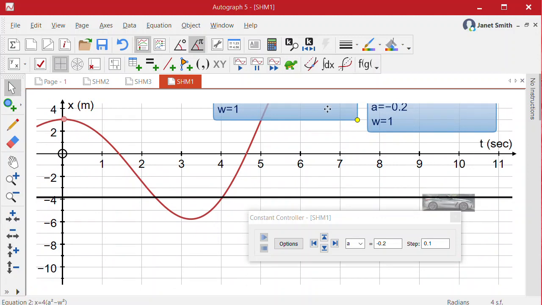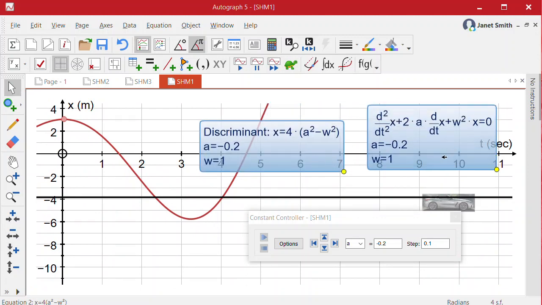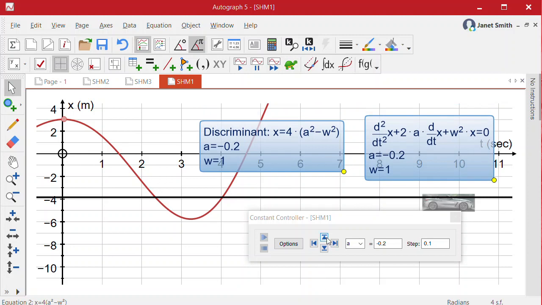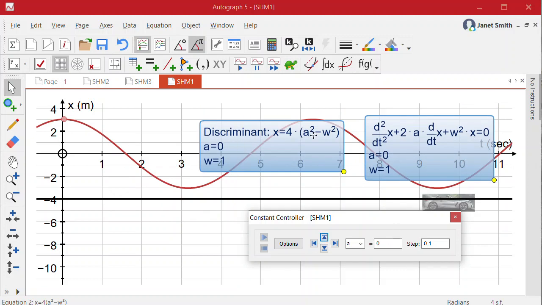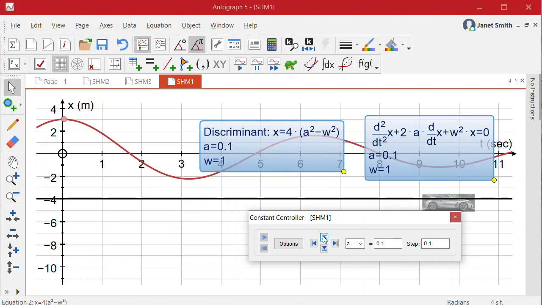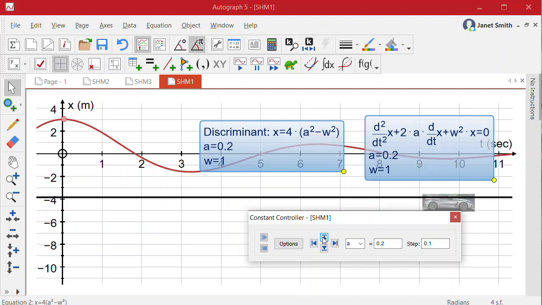Now let's look at where a is 0. That would be simple harmonic motion because the velocity term disappears. Now let's have a look at the case where a is positive, but less than omega. We've still got a discriminant that will be negative, and we can see it's still oscillating, but the oscillations are getting smaller and smaller.